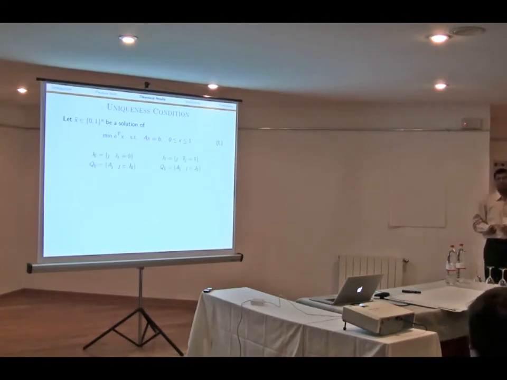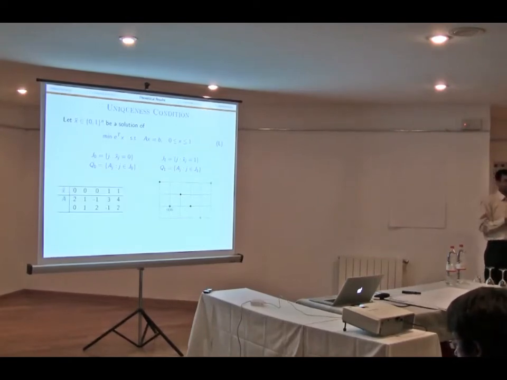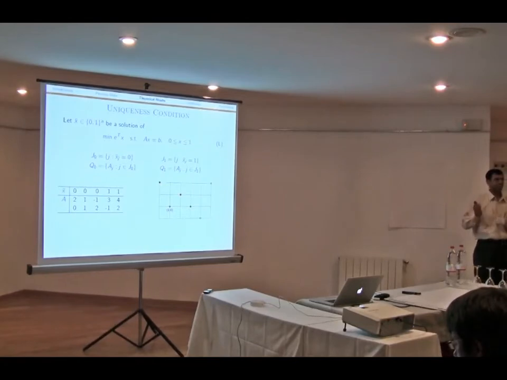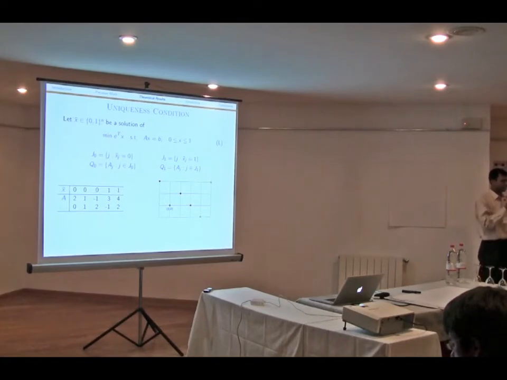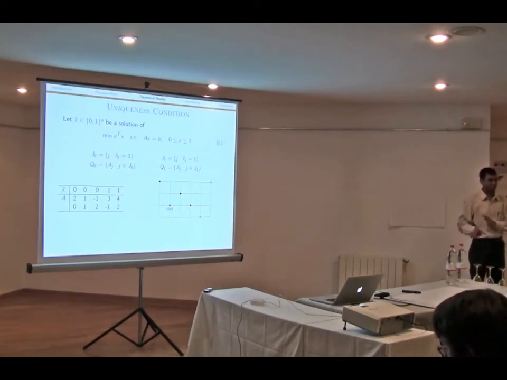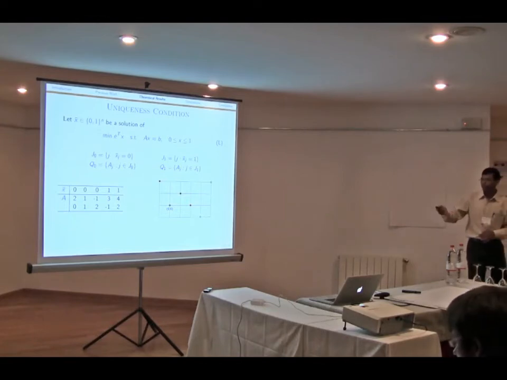Let a solution to this LP be x, and you divide the indices of x into two parts: the set of indices where x takes value 0 and another set where it takes 1, and you look at the corresponding columns of the matrix. So I have given an example.